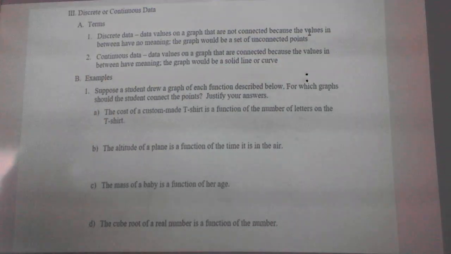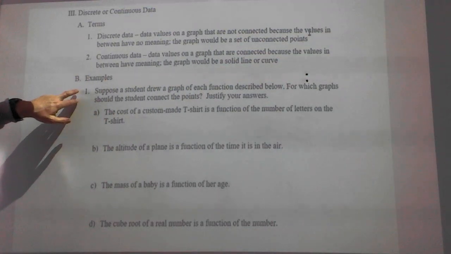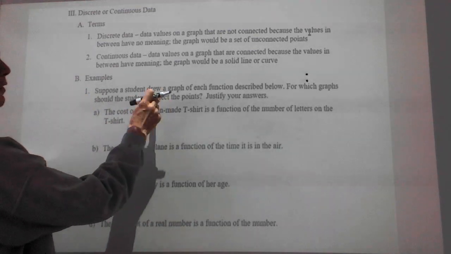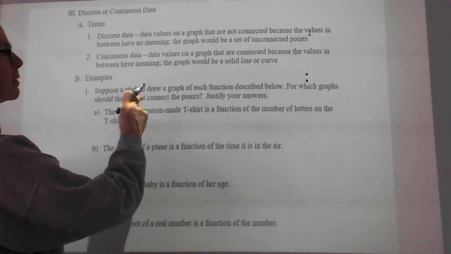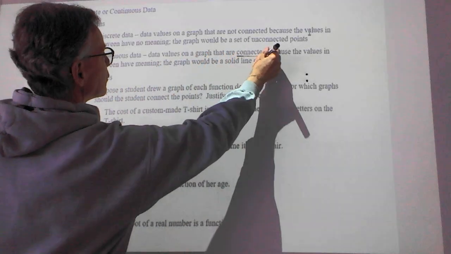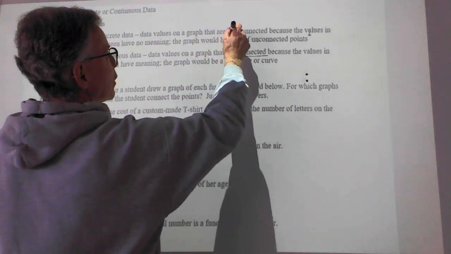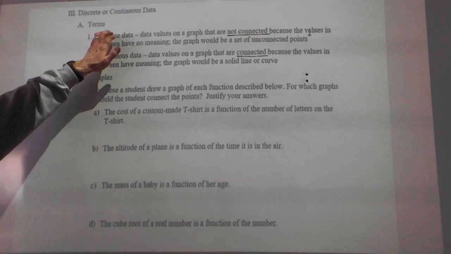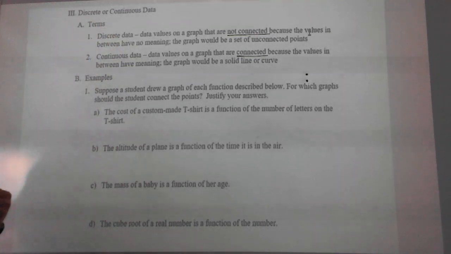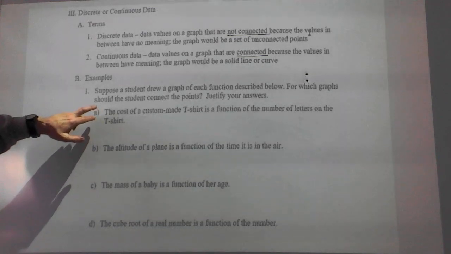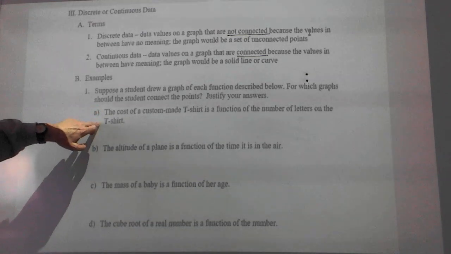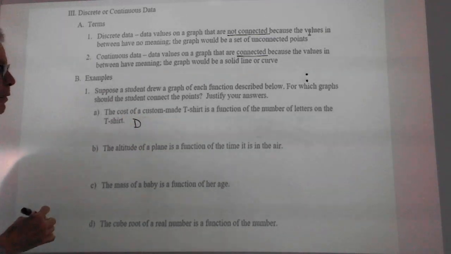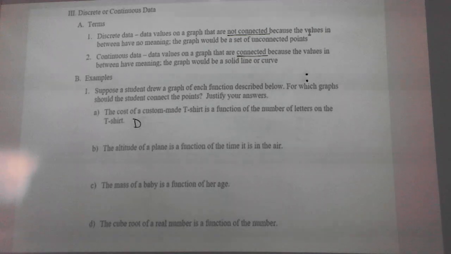So just a couple of examples. Suppose a student drew a graph of each function described below, which would be connected. So in other words, you connect the points when you have continuous data, but you don't connect the points when you have discrete data, simply because there is no in-between with discrete data. Okay? So if you're talking about t-shirts and letters, that would be discrete, because you can't have partial t-shirts or partial letters.